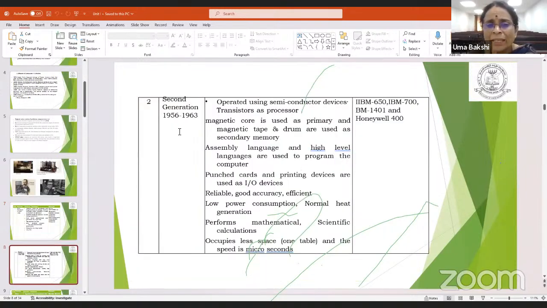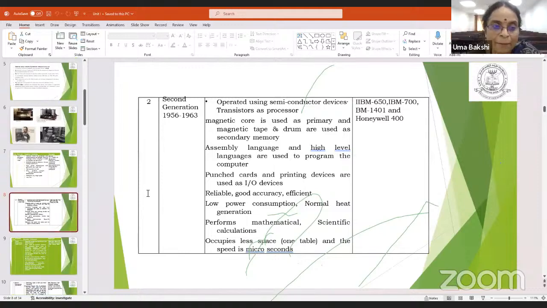Then comes second generation computers, from 1953 to 1963, and this used the magnetic core. We call the processor core the magnetic line. Like tape recorders, we used to have the tapes. You remember? That is the tape. In that tape, they had the drum and the storage devices. That was the computer they used. This was mainly done by IBM, the IBM 700.